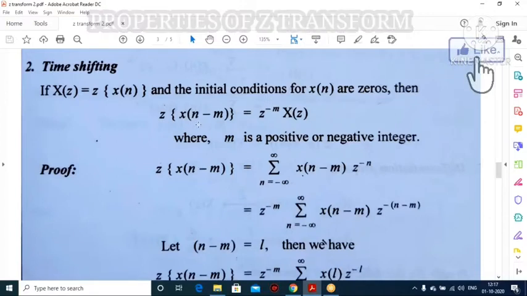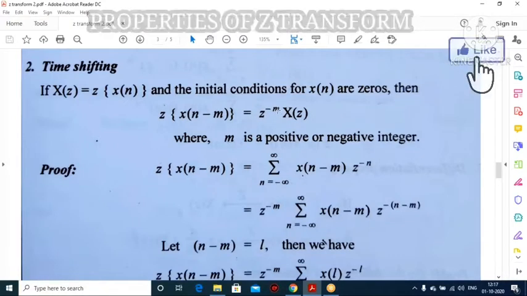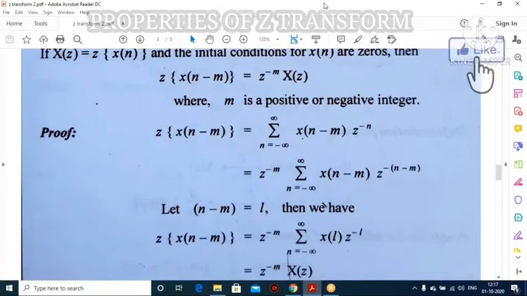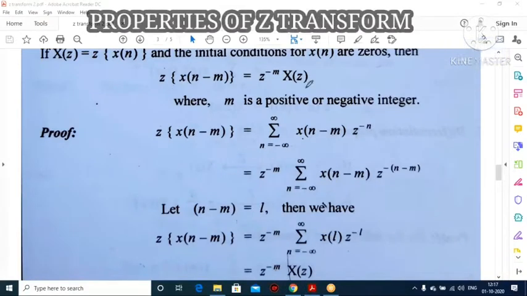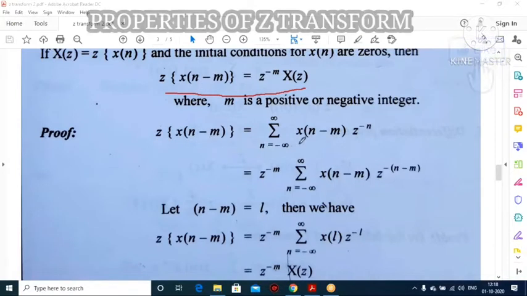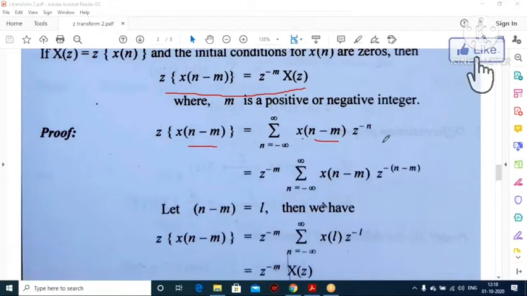When you take the Z transform of x of n, it becomes x of z. But here we have z power minus m, where m is a positive or negative integer. Now we are going to prove this statement: Z transform of x of n minus m equals z power minus m into x of z. First, let us take the left hand side. Z transform of x of n minus m, you know the definition of Z transform now, so instead of x of n, I substitute x of n minus m into z power minus n.